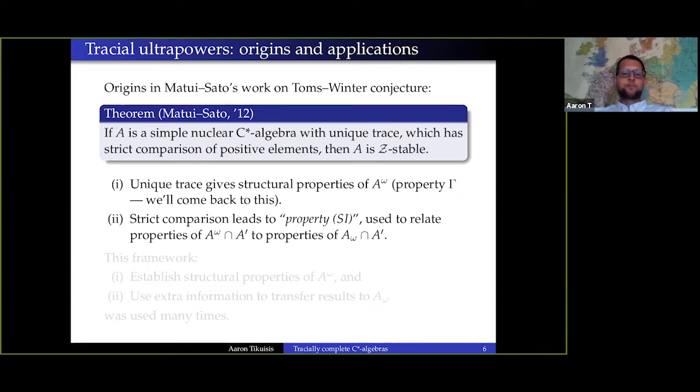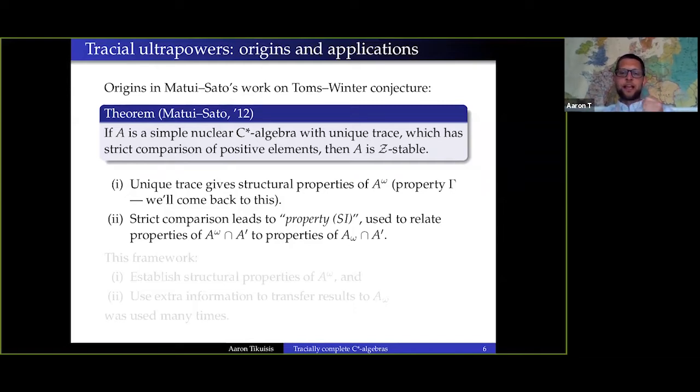So they had this other property, property SI, which was used to relate properties of a commutant of A in this tracial ultrapower to the commutant of A in the norm ultrapower, and once you get to the norm ultrapower, then it's much closer to proving things about A. Okay, so that's a summary of the very high level idea behind their proof.